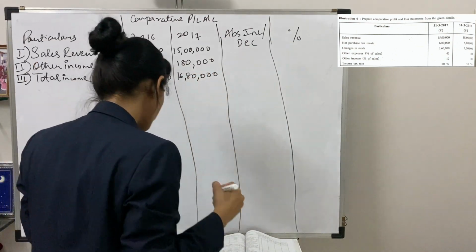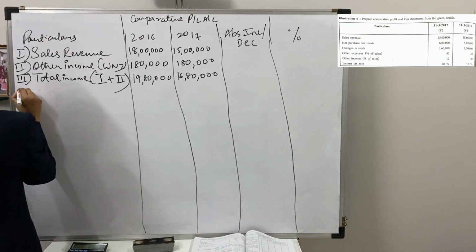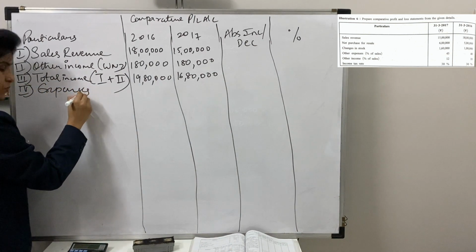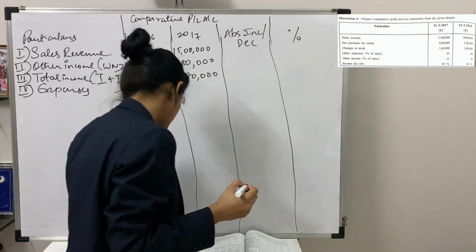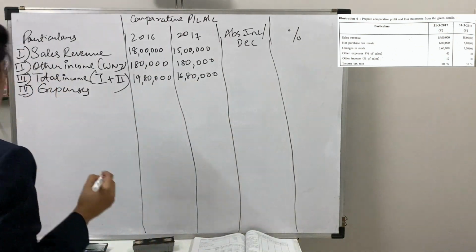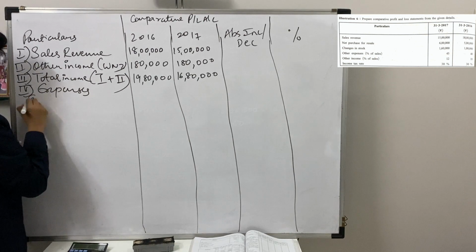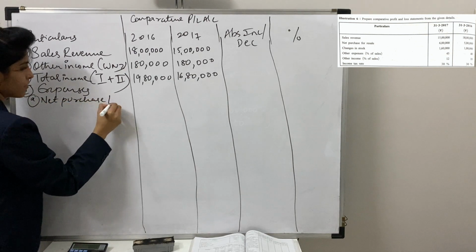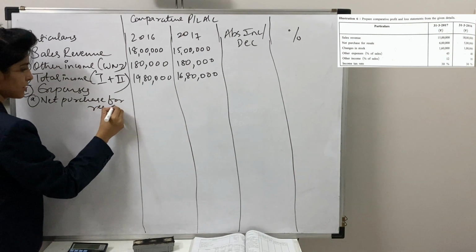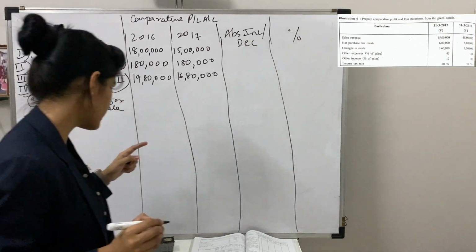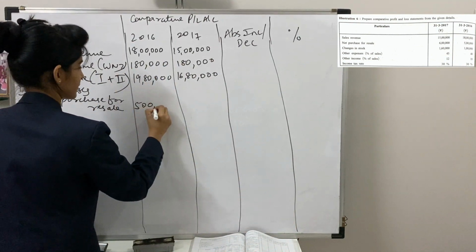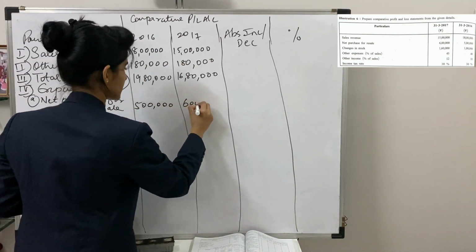Now coming to the fourth, that is your expenses. So we'll check out all the expenses given in the question. First it is given net purchase for resale. So A, net purchase for resale. In net purchase for resale we are given 5 lakh and 6 lakh in 2017.